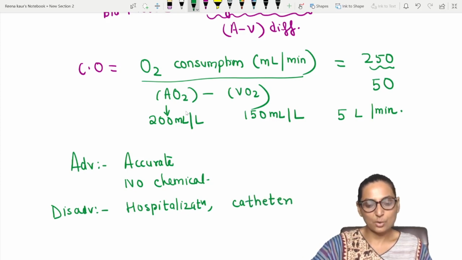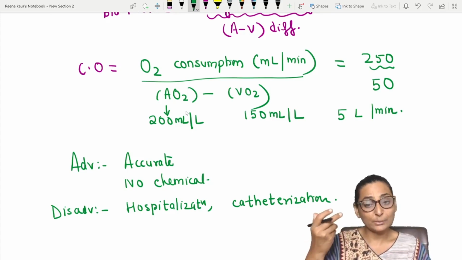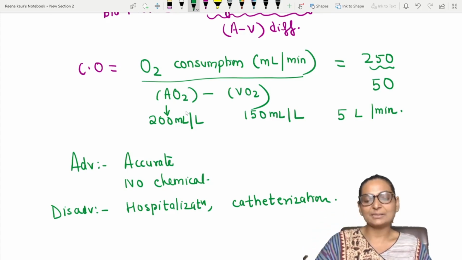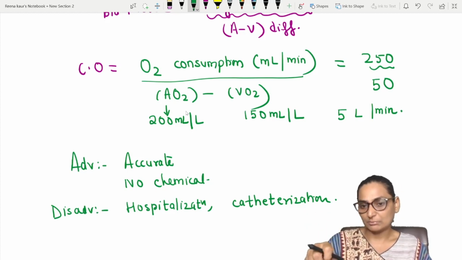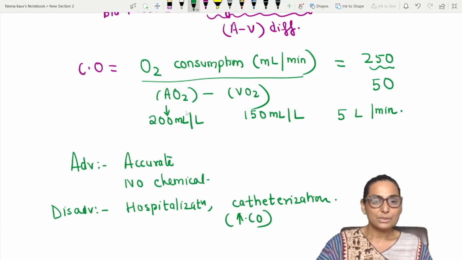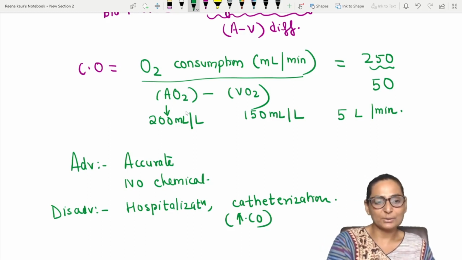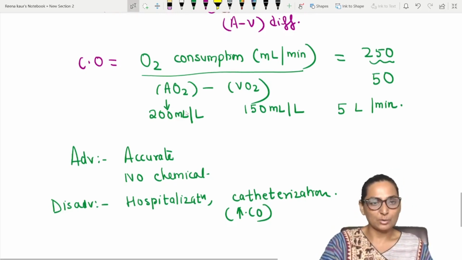There is a risk of catheterization. And sometimes when you are subjecting a person to any kind of operational or interventional procedure, like catheterization, this will result in anxiety, which itself may cause an increase in the cardiac output, right? So these are certain advantages and disadvantages of the methods of measuring cardiac output.